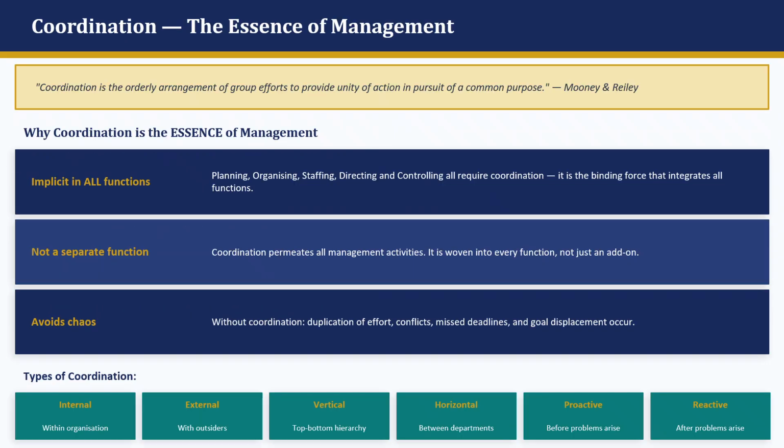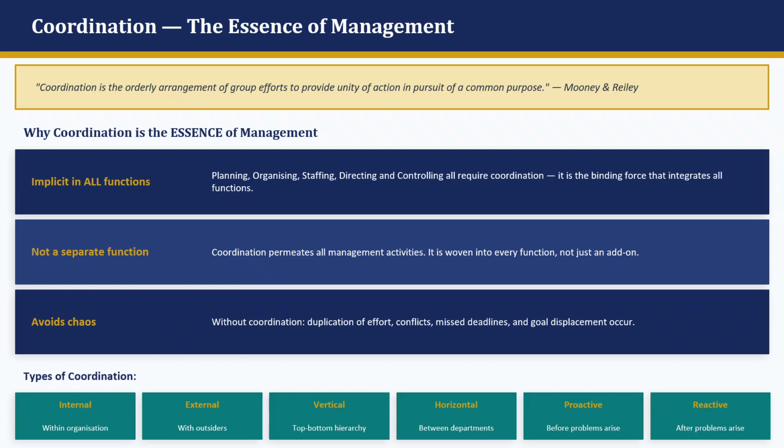Coordination, the essence of management. Coordination is defined as the orderly arrangement of group efforts to achieve a common objective, as stated by Mooney and Riley. It is called the essence of management because it is present in all functions: planning, organizing, staffing, directing, and controlling. It is not a separate function but a binding force that integrates all activities.